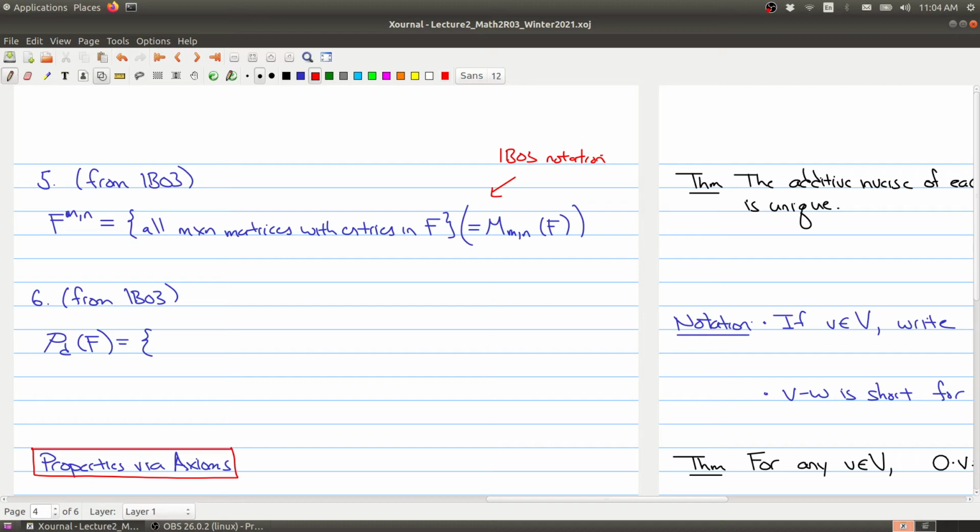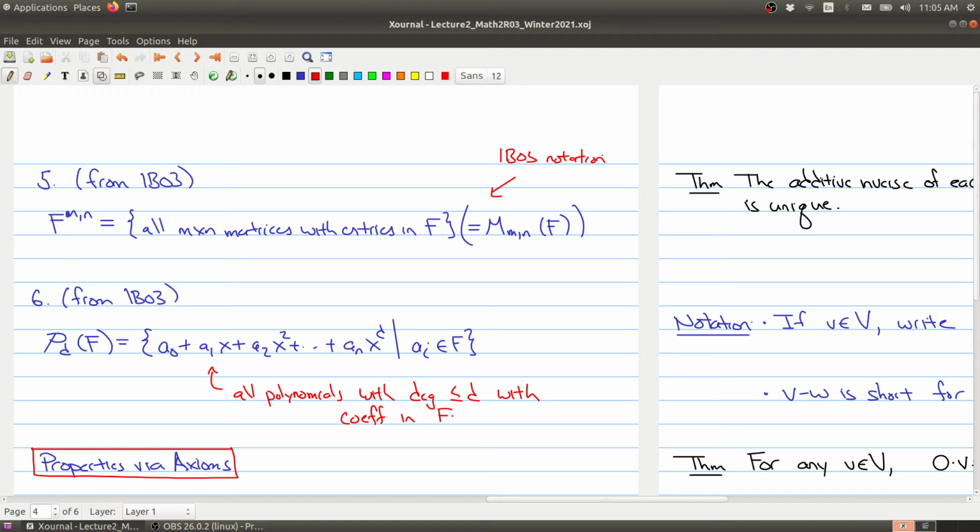And then that satisfies all the properties of a vector space. And the other thing that you would have seen from Math 1B03 or 2LA3 is PdF, which is going to be the set of all polynomials of degree d or less. Right, so here's my set of all polynomials. Each of my coefficients are inside of F. And so this is all polynomials with degree less than or equal to d with coefficients in F. Okay. So the addition of polynomials is just the way that we would normally add polynomials, and then scalar multiplication is the normal way of multiplying a polynomial by a scalar.